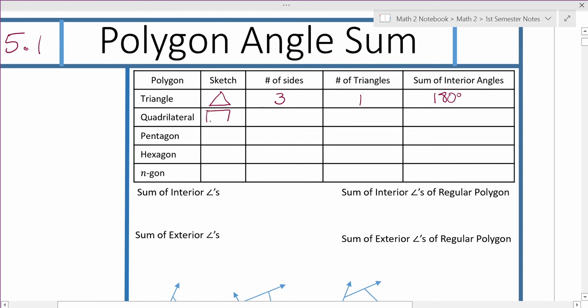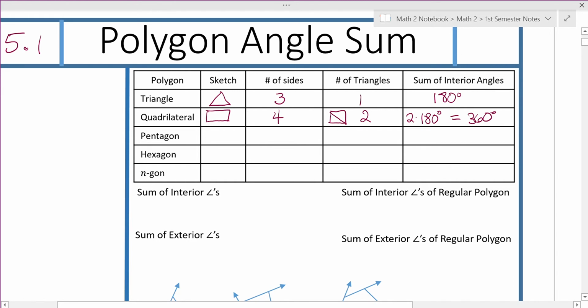Okay, now a quadrilateral has four sides. Quad means four. So we have four sides in a quadrilateral. And in a quadrilateral, if we draw our diagonal, we see that we have two triangles, which means that the sum of our interior angles is going to be 2 times 180, because a triangle adds up to 180 degrees, and we have two of them. So the sum of the interior angles of a quadrilateral is 360 degrees.